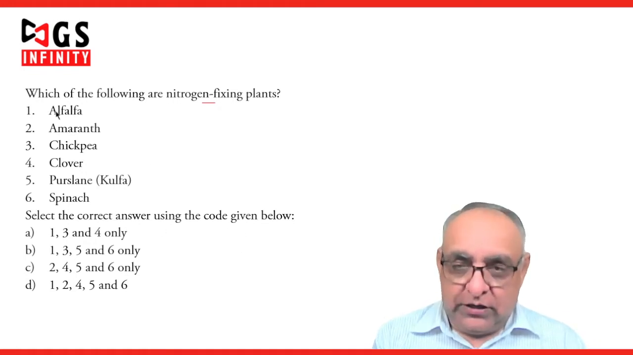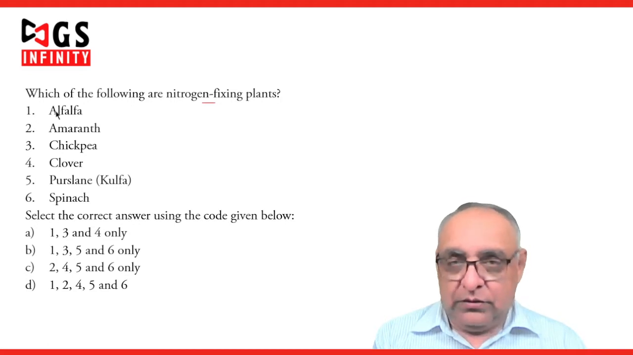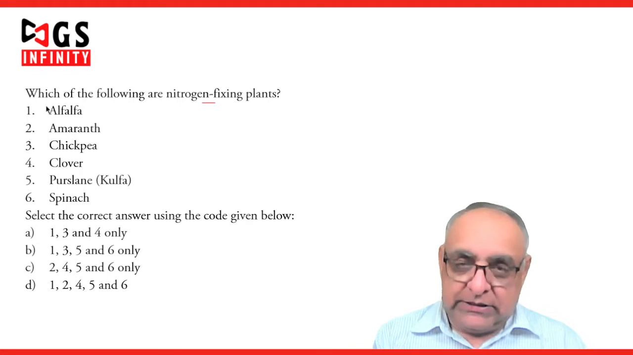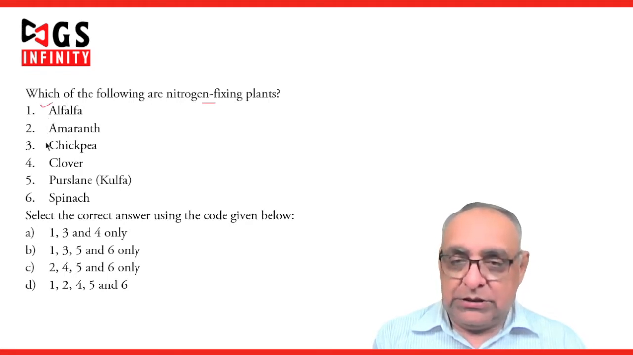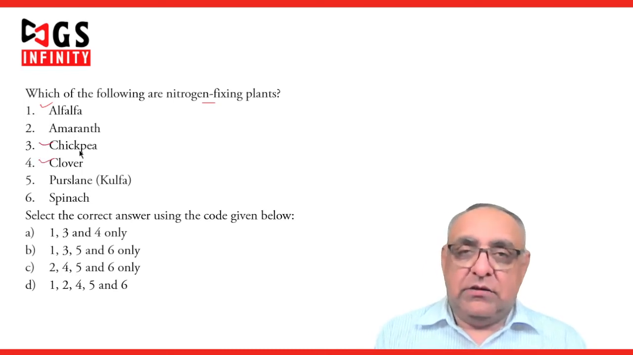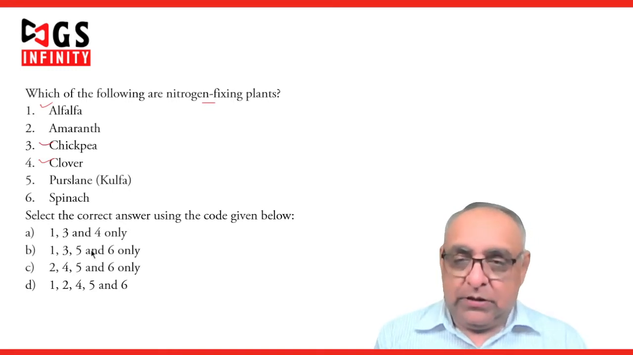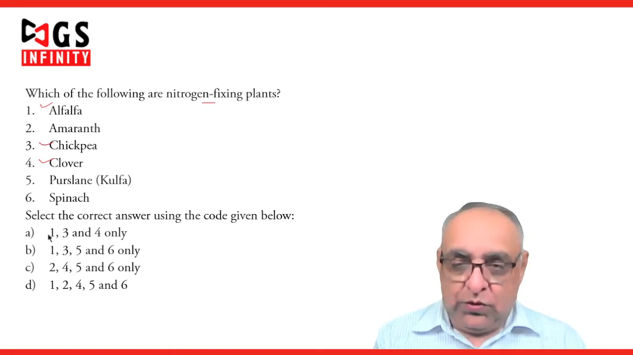So of the names of 6 plants which have been given, the plants that fix nitrogen are Alfalfa, Chickpea, and Clover. So these are the 3 plants that fix nitrogen. So 1, 3 and 4. So our answer is A.